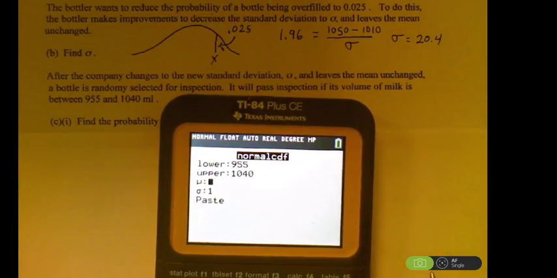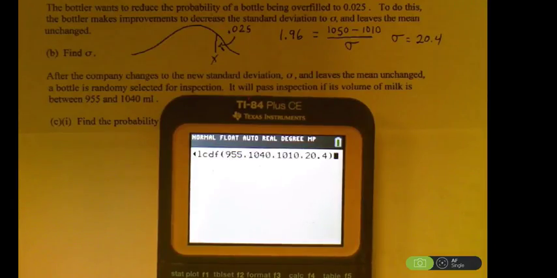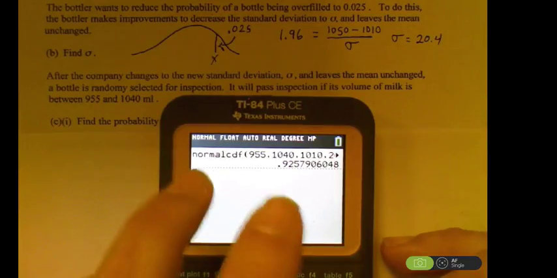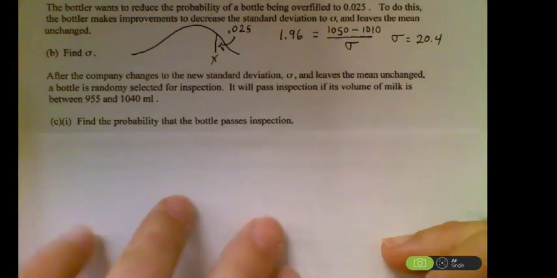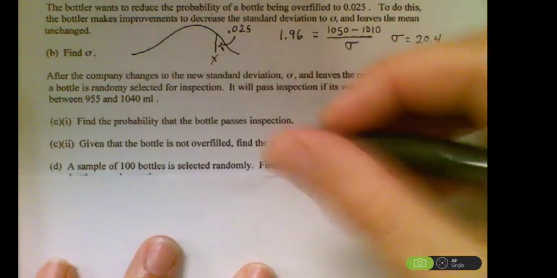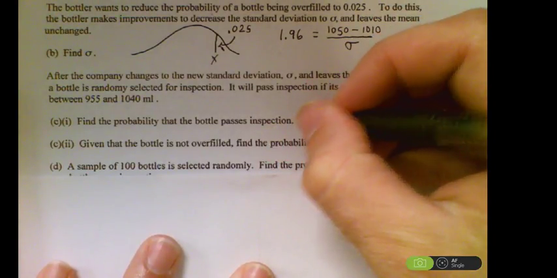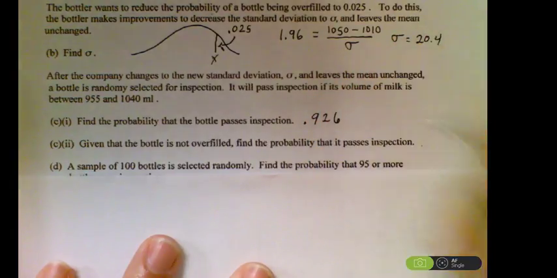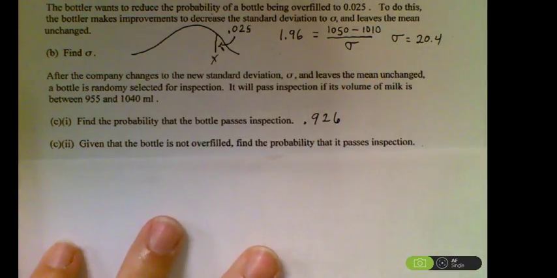Remember, the mean wasn't changed, it's still 1010, and we got our new standard deviation of 20.4. So there's all the calculator stuff, and that would be our new probability right there. Let me write that one down, we'll probably need that moving forward. So we got 0.926 for that probability.